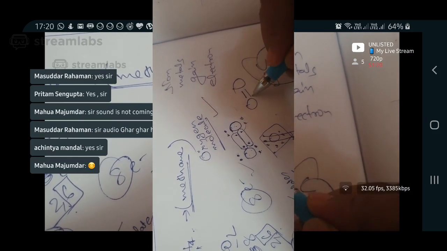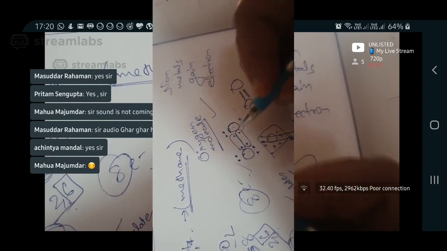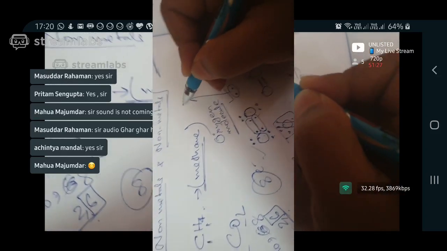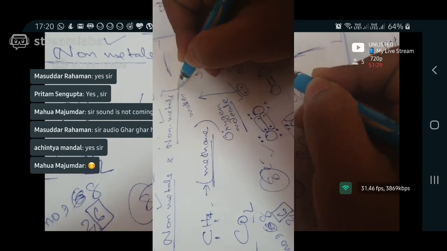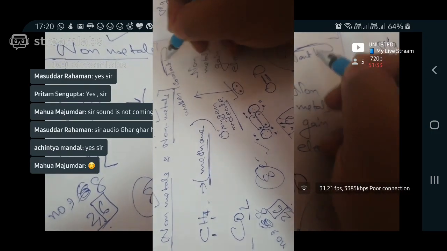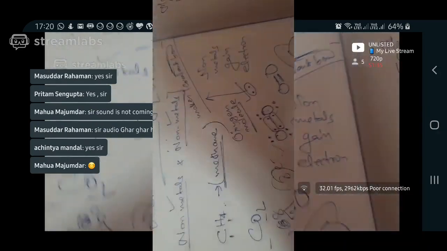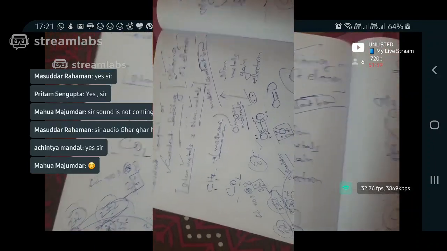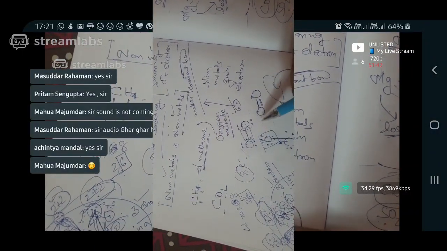Sir, why double bond? Why 2 covalent bonds? These are 2 covalent bonds. Because always remember, sharing of 2 electrons makes 1 covalent bond. Sharing of 2 electrons always makes 1 covalent bond. Here 2 pairs of electrons are shared, so 2 bonds.